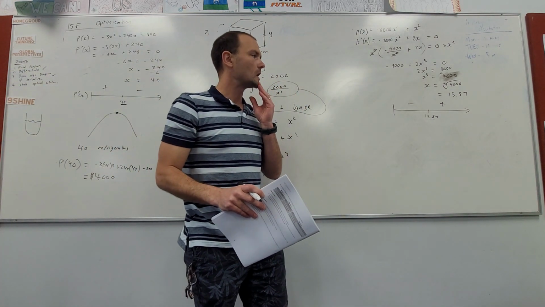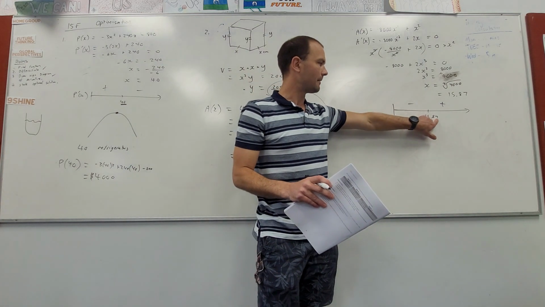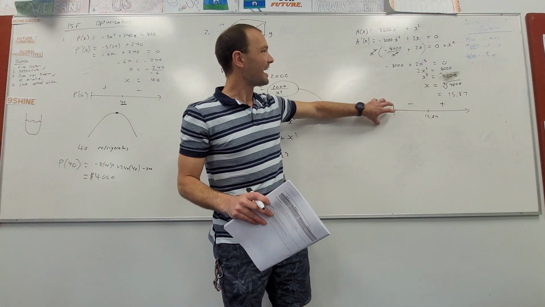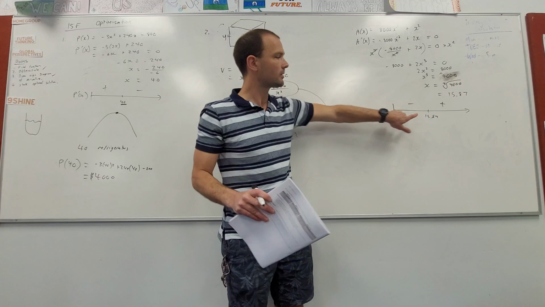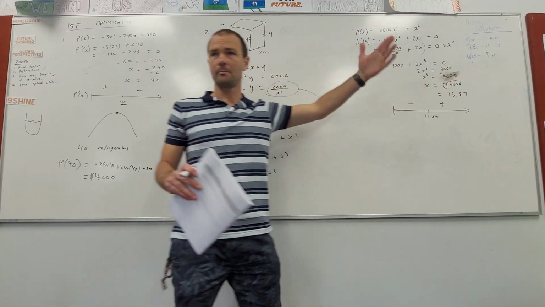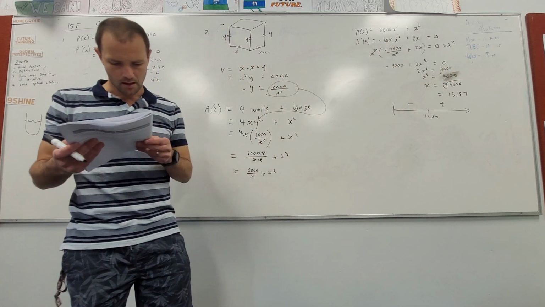So we've got the sign diagram there. That tells us the local minimum at 15.87. You can get that straight from here, right? Graph that, G-solve that point, draw the sign diagram. You've done that part. All right.